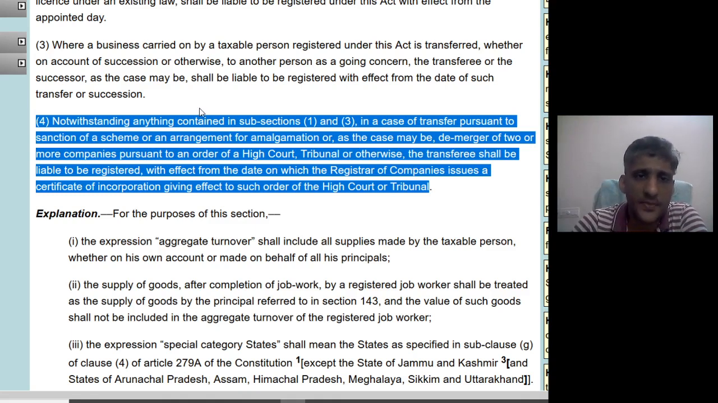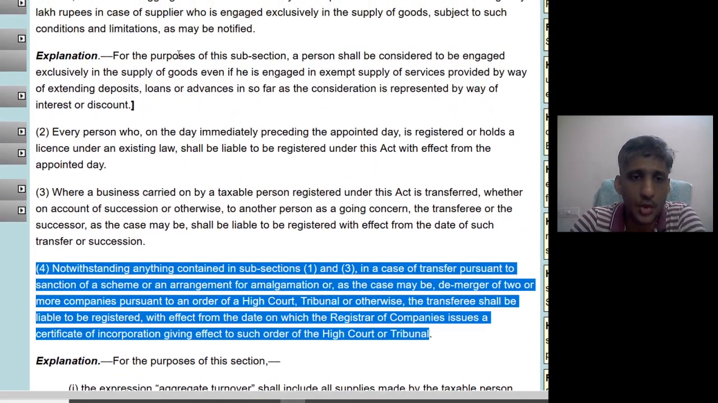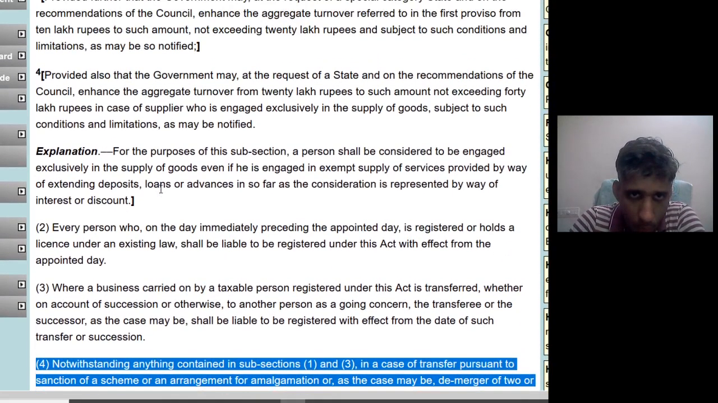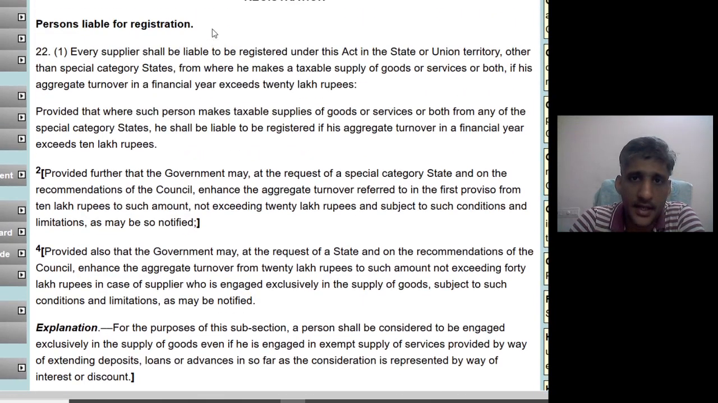Again, these are all special cases. Let's ignore subsections 2, 3, 4 right now, and go back here. So if I am a normal state, then my aggregate turnover limit is 20 lakhs. If I am supplying only goods, then my turnover limit is 40 lakhs. If I am a special category state, then the turnover limit will become 10 lakhs.